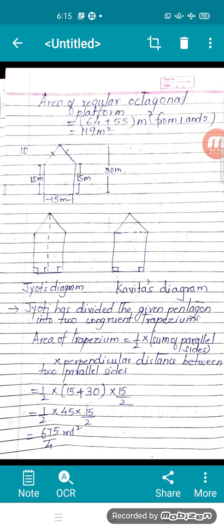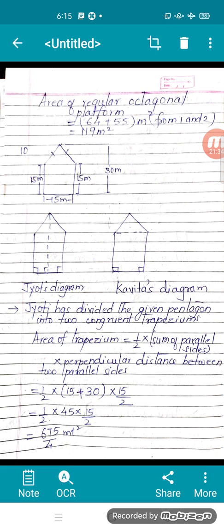Please draw the figure. Jyoti has divided the given pentagon into two congruent trapeziums. So the area of a trapezium, as we know, is half into the sum of parallel sides. Please learn the formulas by heart. Into the perpendicular distance between the two parallel sides.